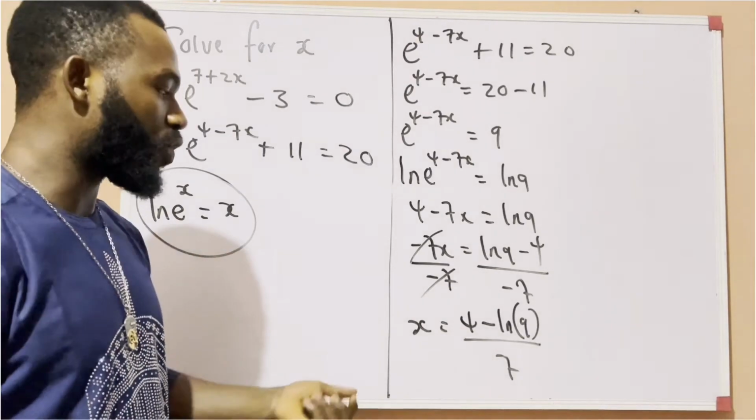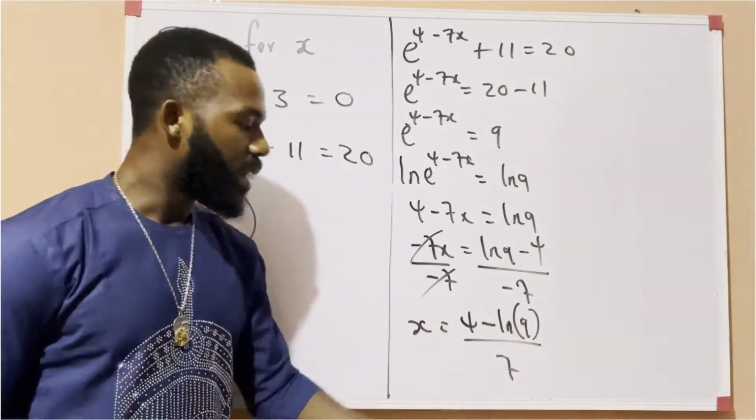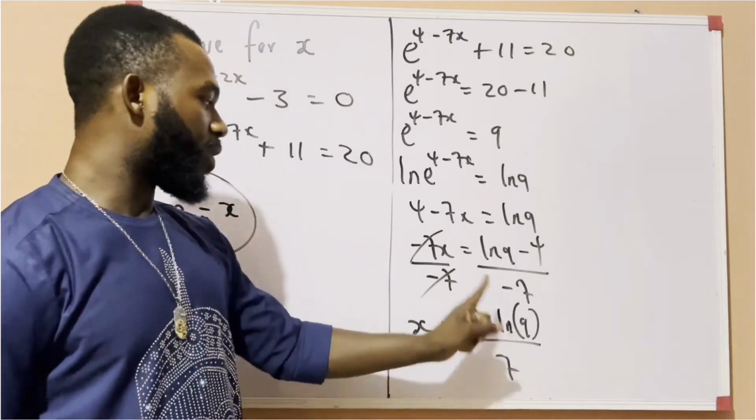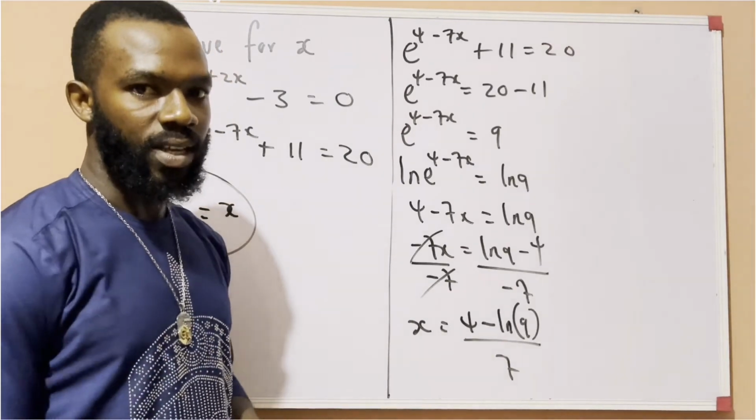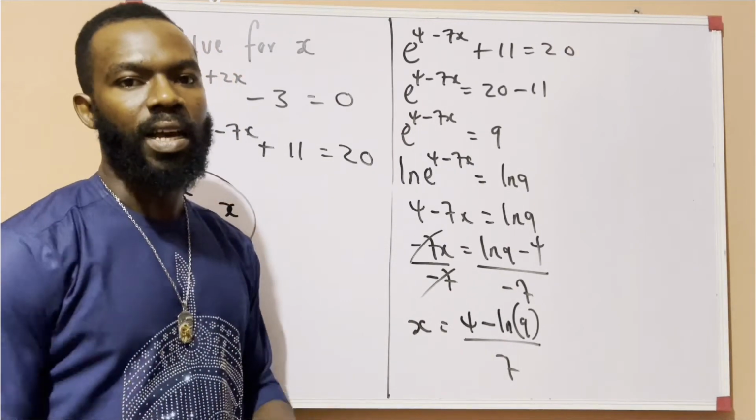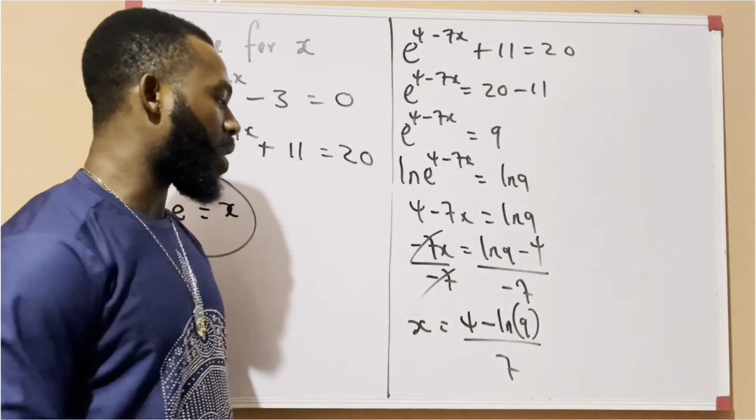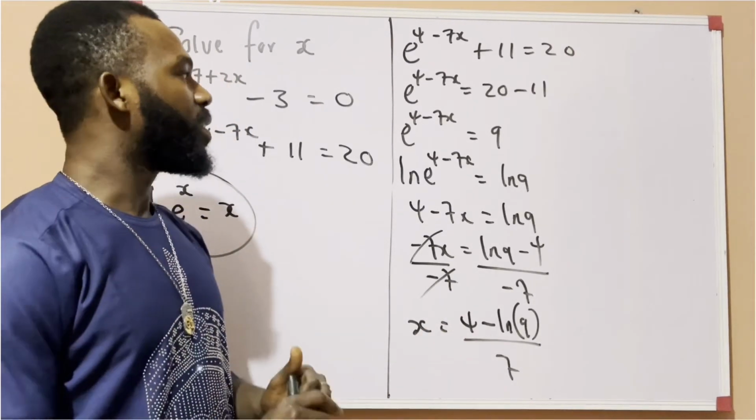over 7. Of course, you can continue with the solving by looking for the natural logarithm of 9 and then subtract the value from 4 and divide it by 7. That will give you the simplified answer for x. But we are going to be leaving our answer in this form in this video.